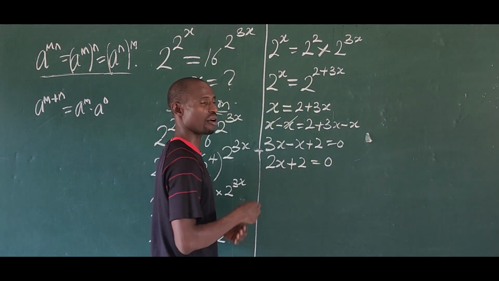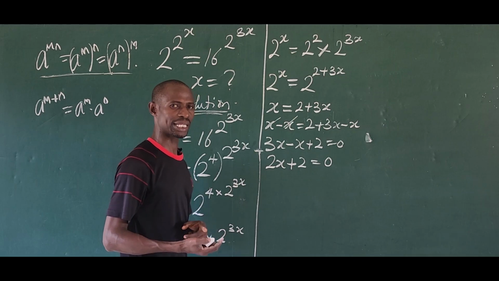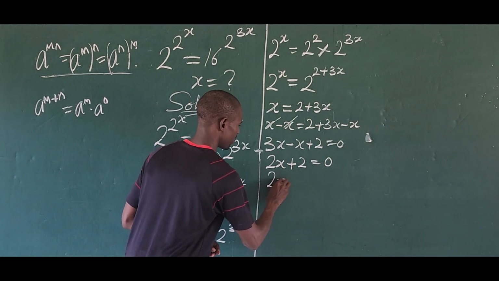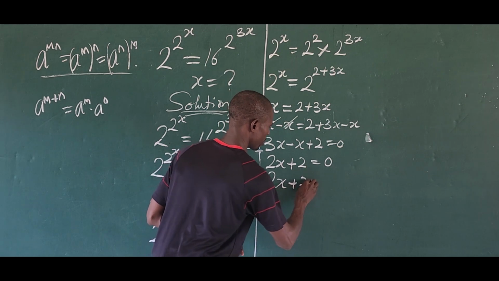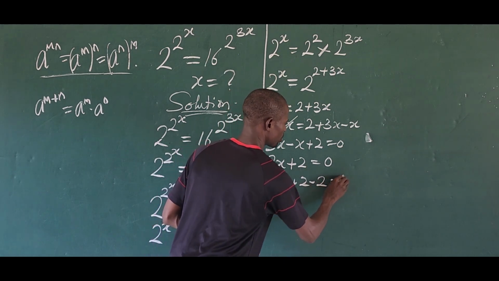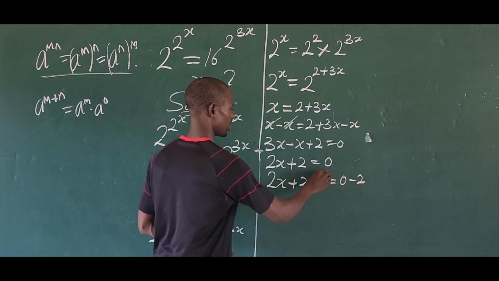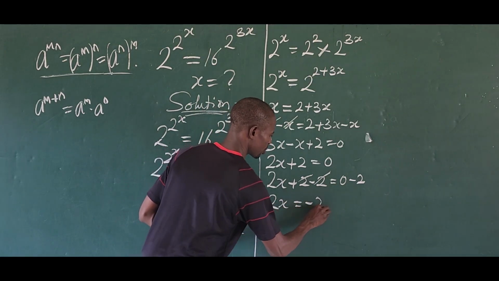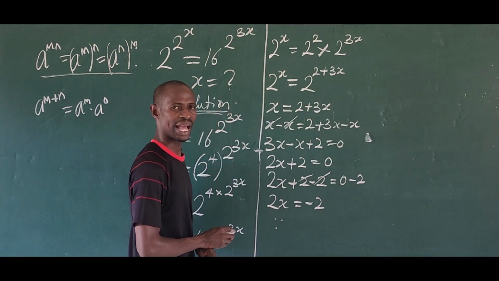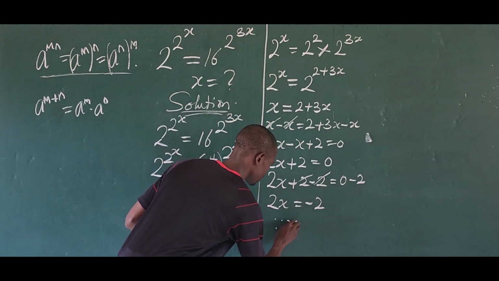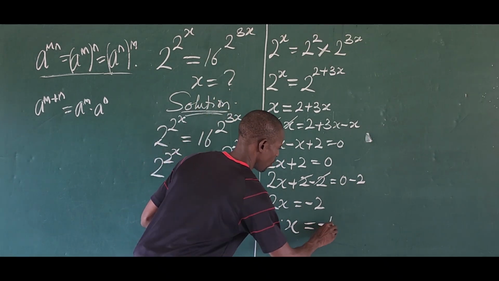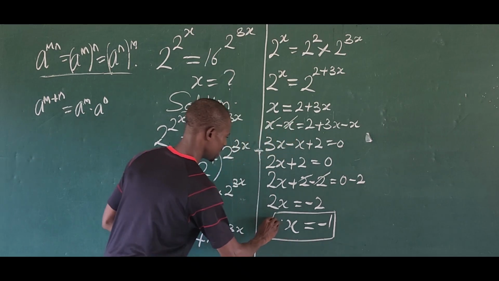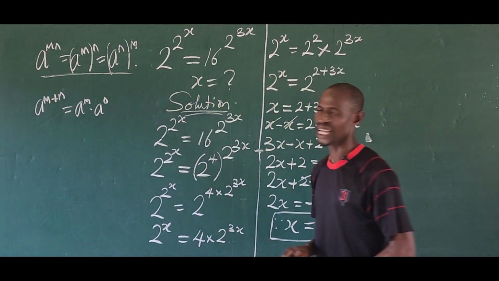Move this to this side, or we subtract 2 from both sides of the equation again. So we have 2x plus 2, then minus 2 equals 0 minus 2. We are now left with 2x equal to minus 2. So divide through by 2, and so it's going to give us x is equal to minus 1. So the value of x from this exponential equation is minus 1.